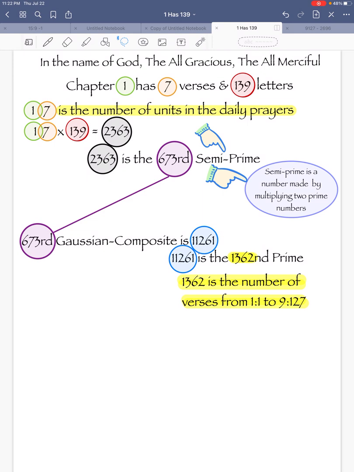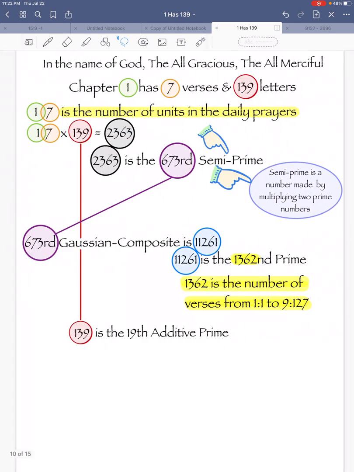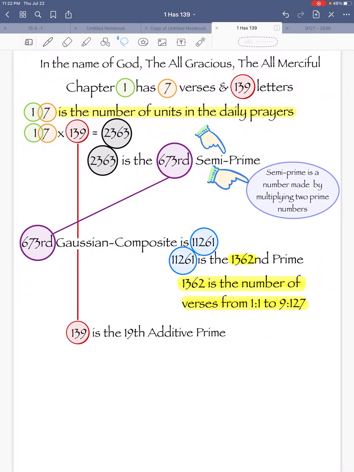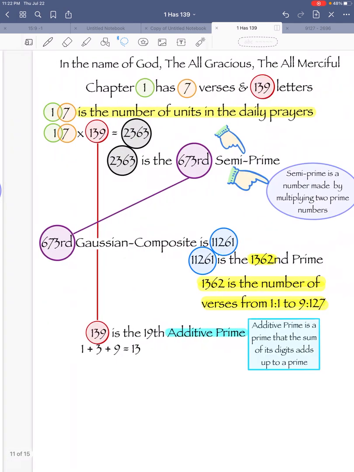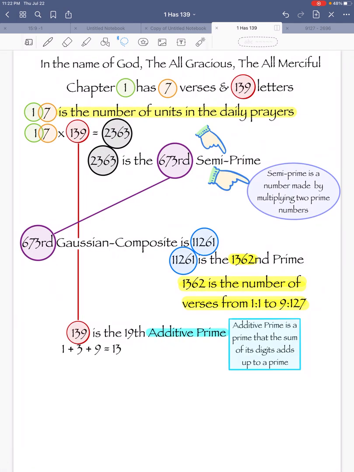Let's take a look at the total number of letters, which is 139. 139 is the 19th additive prime. What is an additive prime? An additive prime is a prime number whose digits add up to a prime. Therefore, if 139 is an additive prime, that means if we add those 3 digits, 1 plus 3 plus 9, the result should be a prime number, and it is. The number 13 is a prime number. Therefore, it makes 139 an additive prime, and it's the 19th such prime.